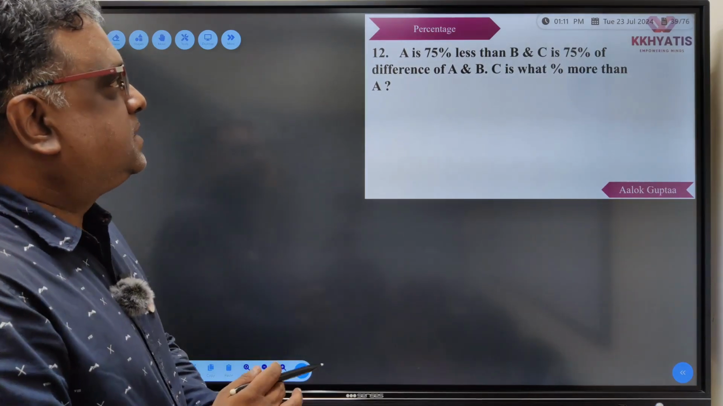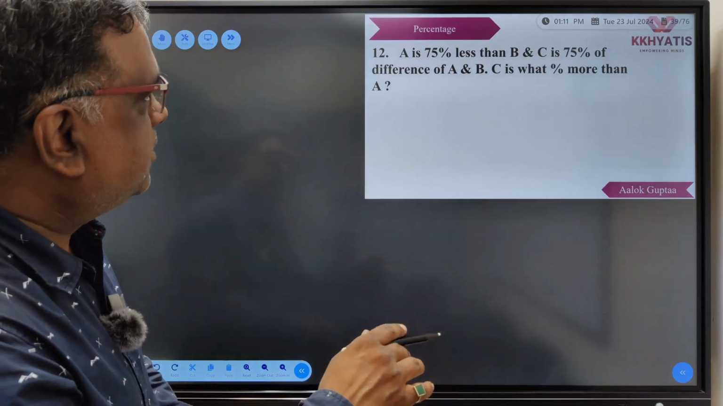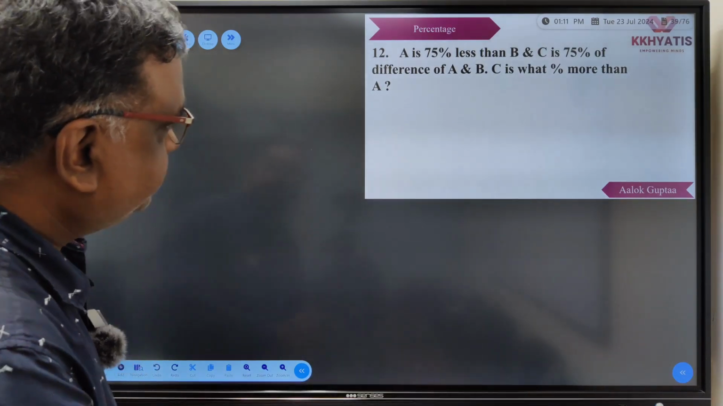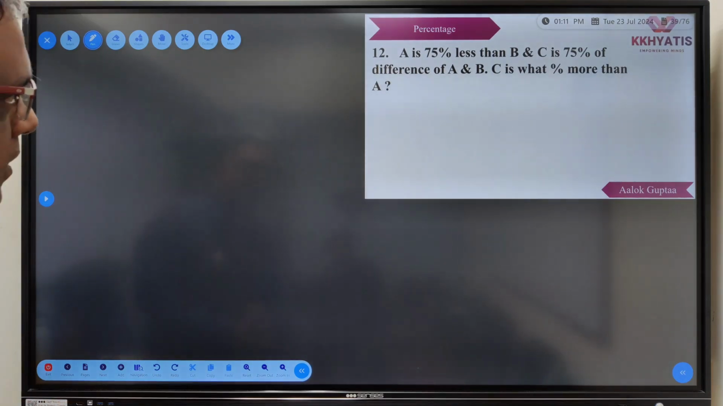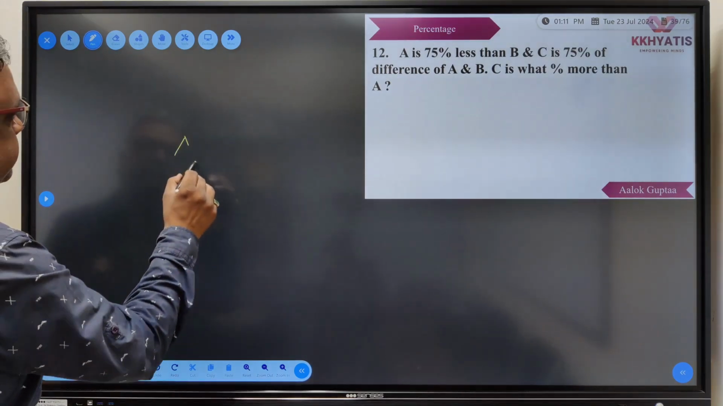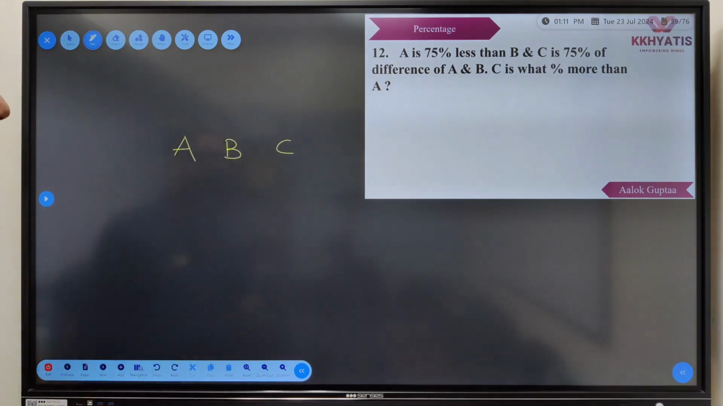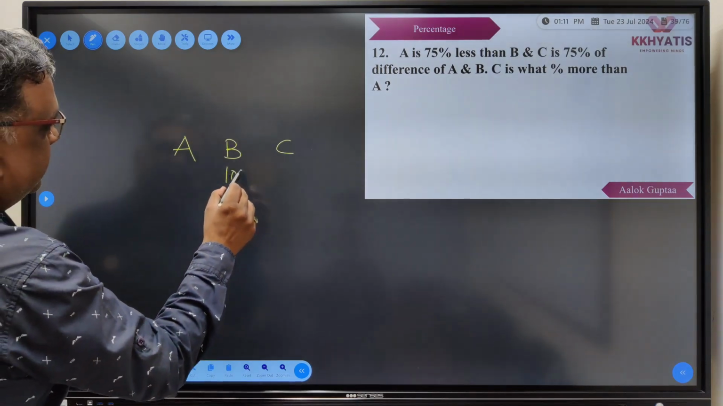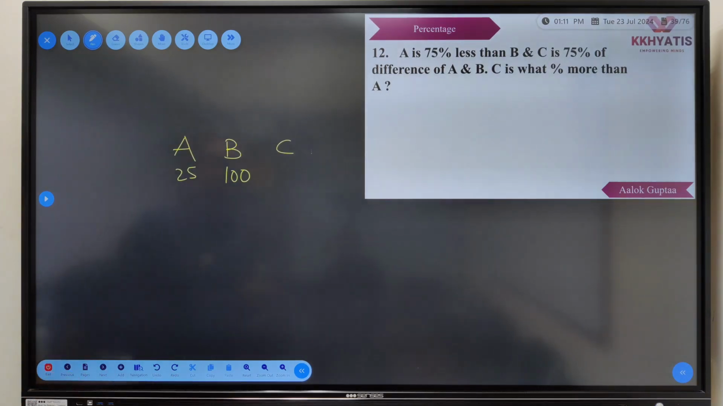If A is 75% less than B and C is 75% of the difference between A and B, C is what percentage more than A? So again we have been given A, B, C, correct? A is 75% less than B, which means if B is 100, A is 25. Clear?